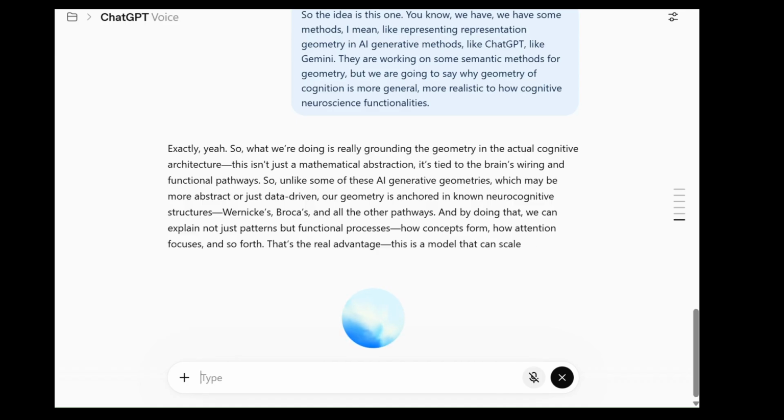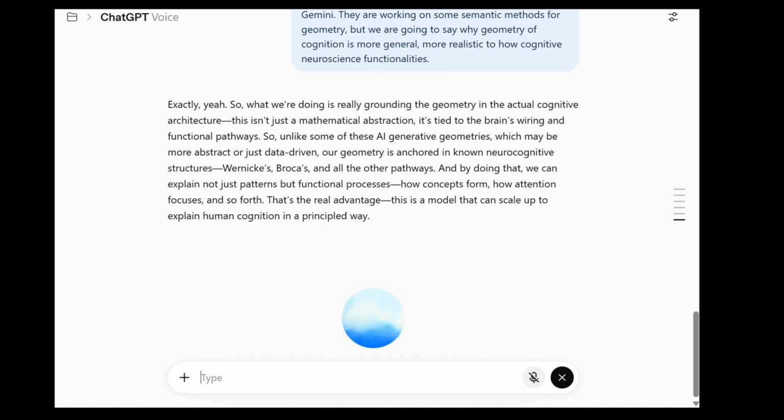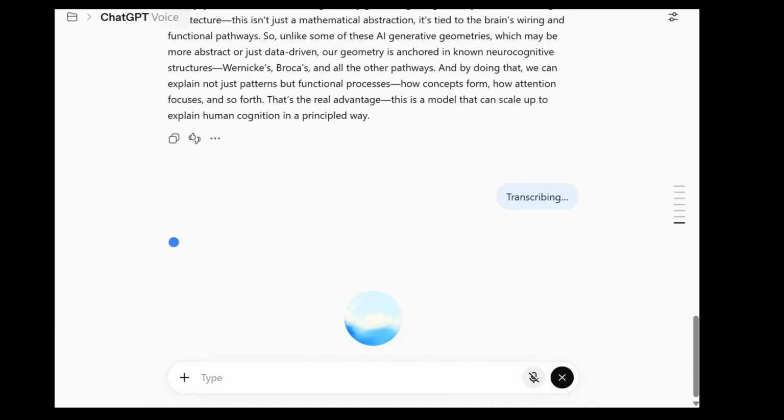That's the real advantage. This is a model that can scale up to explain human cognition in a principled way. So let's start and change our language to the mathematical language. Let's see geometrical cognition of the cognitive neuroscience.